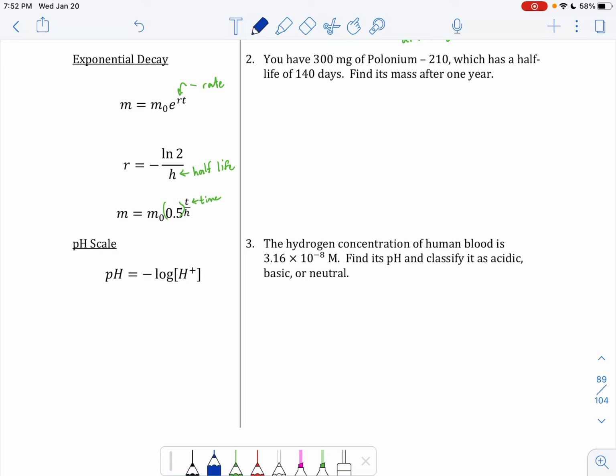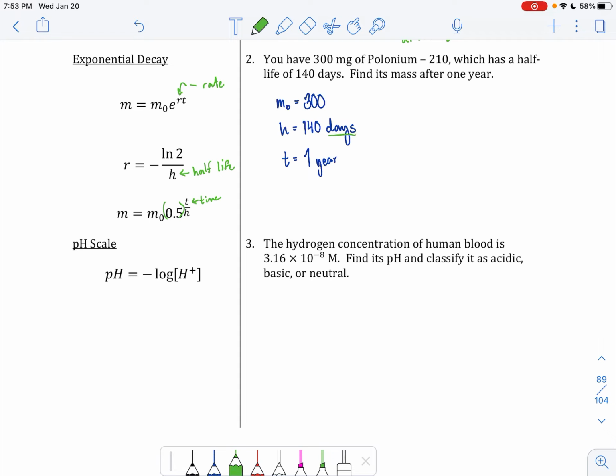So again, we're going to use our half-life formula. Since this has a specific formula, I'm going to use this. If it was a general exponential decay, I would just use the general formula. So we have our initial mass, which is 300 milligrams. And we know that h is equal to 140 days. And t is equal to 1 year.